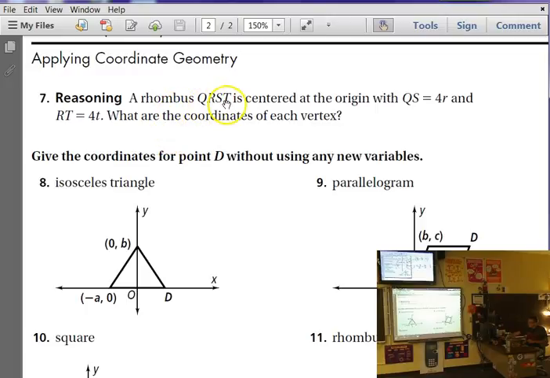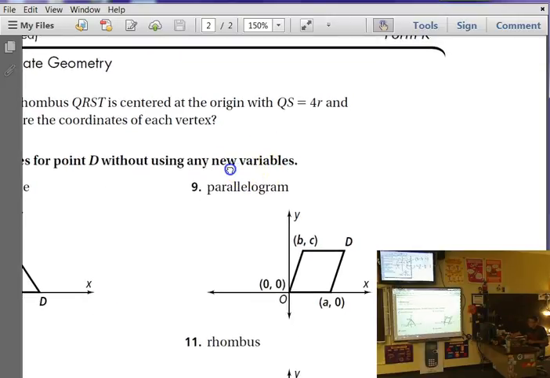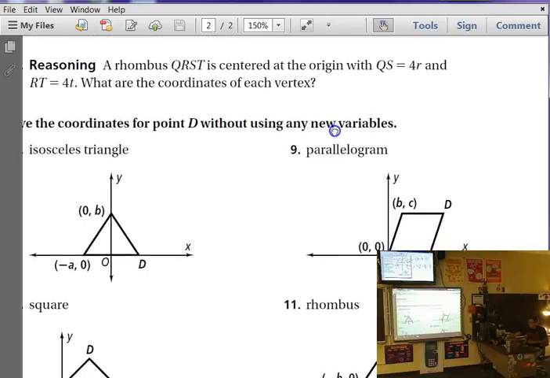7. Rhombus QRST is centered at the origin. QS equals 4R, and RT is 4T. So if it's centered at the origin and it's a rhombus, what does that mean the origin is? If it's centered at the origin, what does it mean? Carmen? Origin, like the point in the middle of the rhombus. Yeah, that point where the diagonals cross, right? Oh, good, I did that right. Yeah. So RT is 4T.